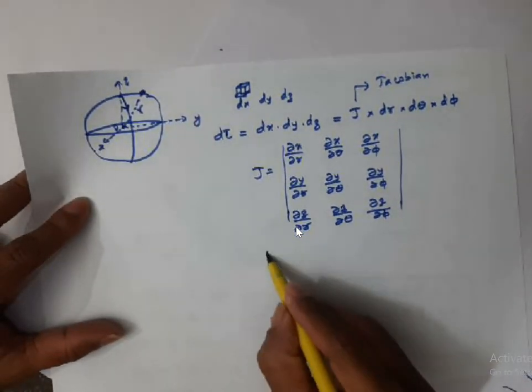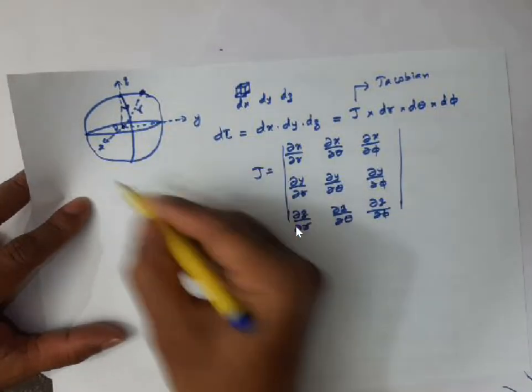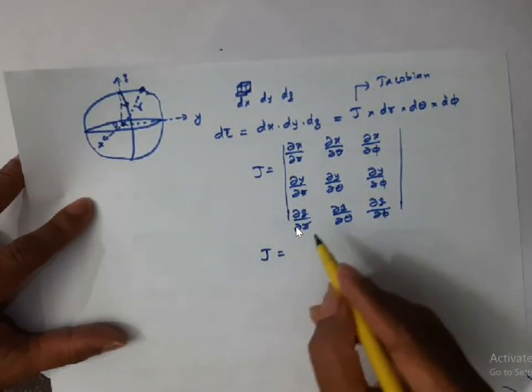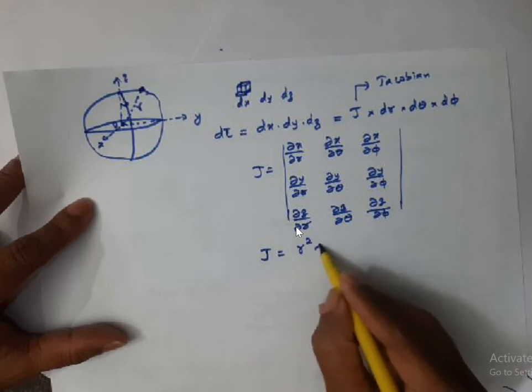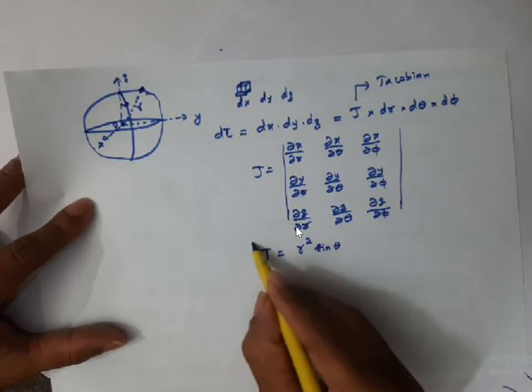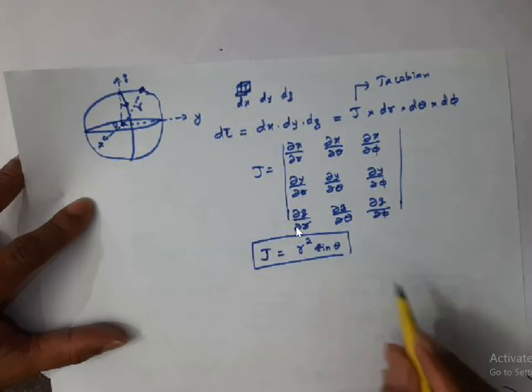Okay, Jacobian for three-dimensional space comes out as, let me give the final result here directly. Okay, it comes out as r square into sine theta. Jacobian is r square into sine theta.